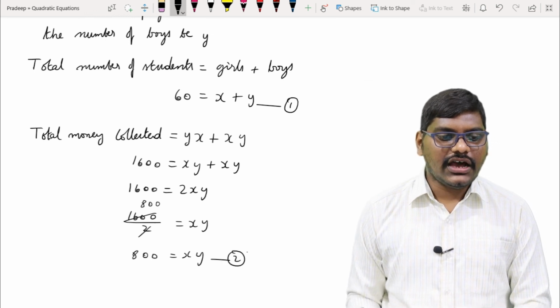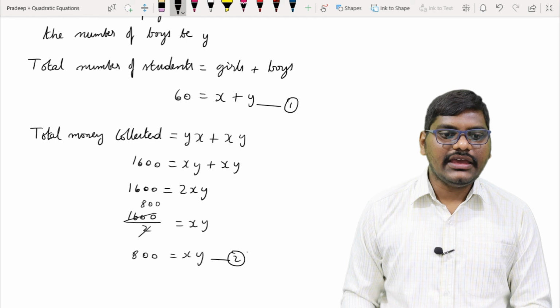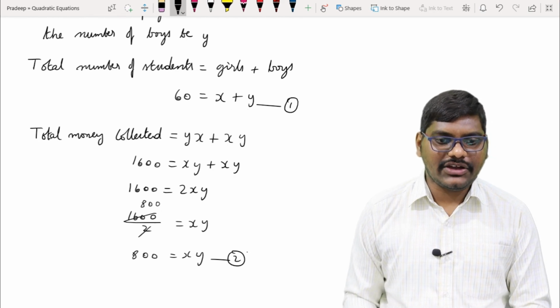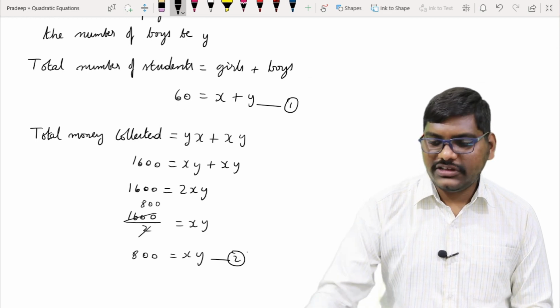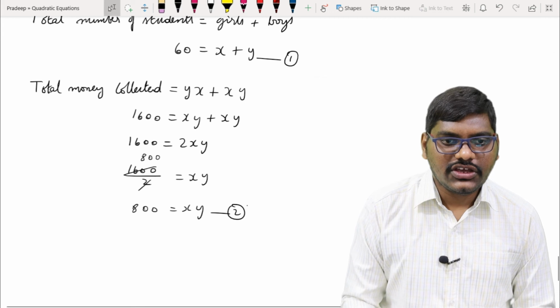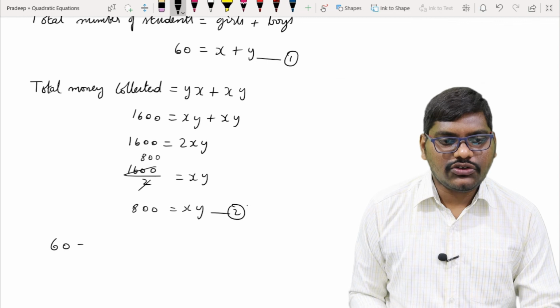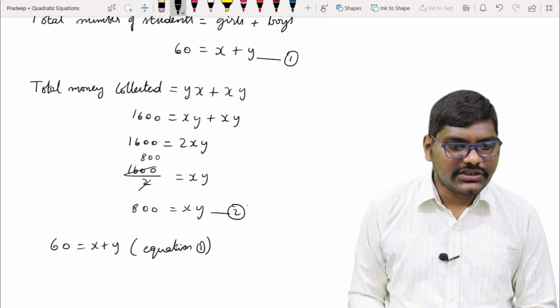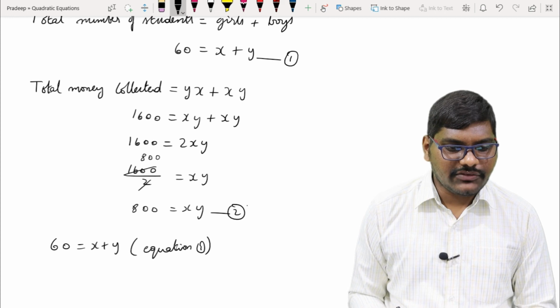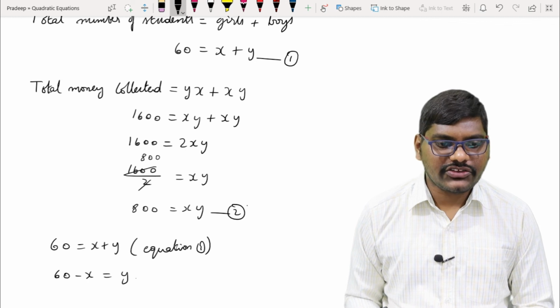So let's say this is the second equation. This one I can substitute in this, or this one we can substitute over here, anything is fine. So I'll take the first equation and write here 60 equal to x plus y. This is equation 1. Alright, so this x I'm sending to this side. Let's see what we get: 60 minus x equal to y. This is the y value we got.